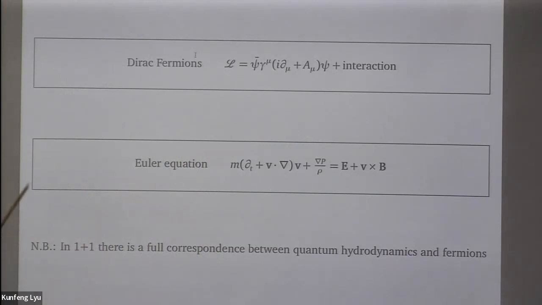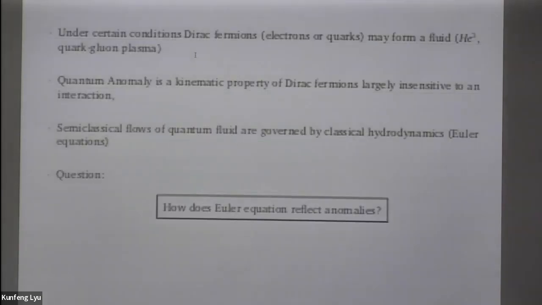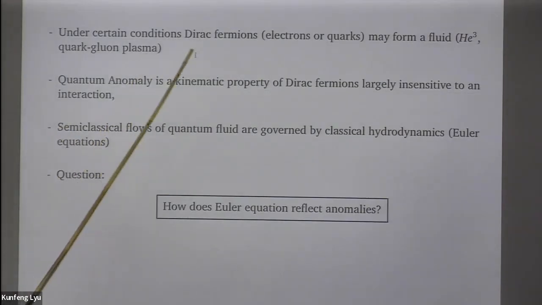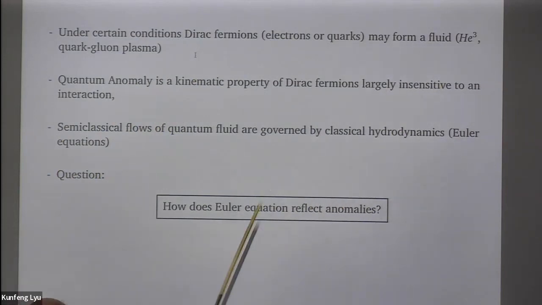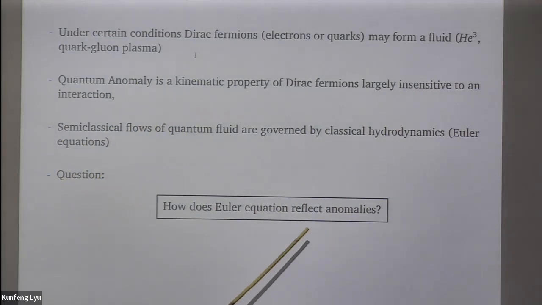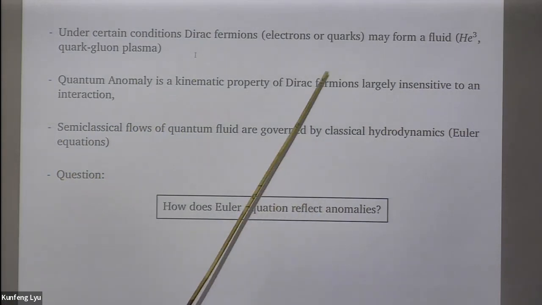Now, in 3+1 dimensions, it's not always the case, but sometimes fermions also form a fluid. Under certain conditions, Dirac fermions form a fluid. One of the most famous examples is helium-3. Helium-3 isotopes are fermions, and it's a superfluid. Another example, which is nowadays quite popular but less established, is quark-gluon plasma.